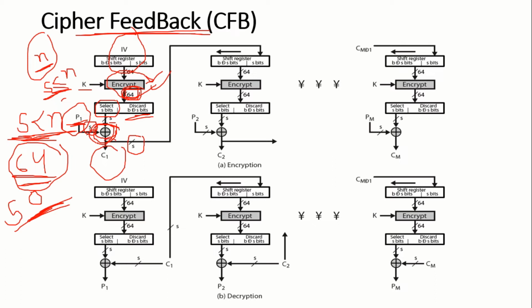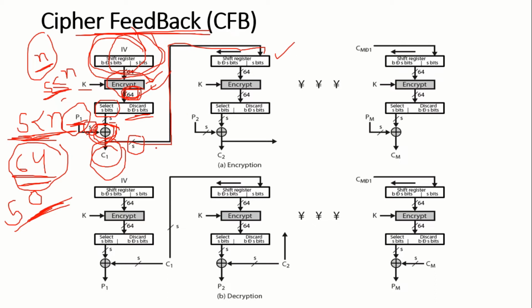So now we have this first block of cipher with us, which is C1. Now this C1, we will be feeding it into this shift register, right? At the first step, we have this initialization vector. From the second step onward, we'll be having this shift register with us. The size of this shift register will be equivalent to this initialization vector, which is b bit or n bit, right?